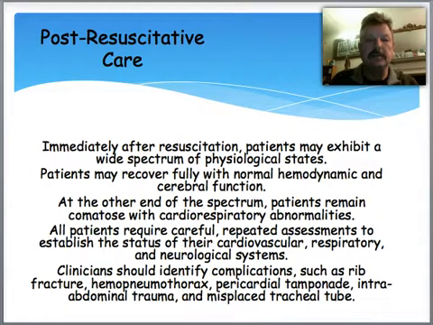Immediately after resuscitation, patients may exhibit a wide spectrum of physiological states. Patients may recover fully with normal hemodynamic and cerebral functions. At the other end of the spectrum, patients remain comatose with cardiac respiratory abnormalities. All patients require careful, repeated assessments to establish the status of their cardiovascular, respiratory, and neurological systems. Clinicians should identify complications such as rib fracture, hemopneumothorax, pericardial tamponade, intra-abdominal trauma, and misplaced tracheal tube.